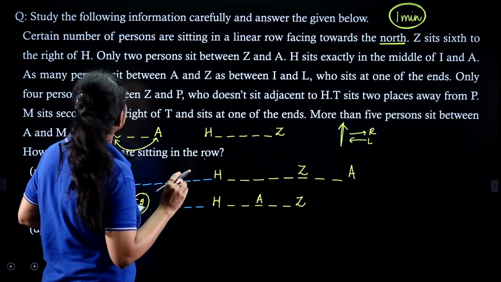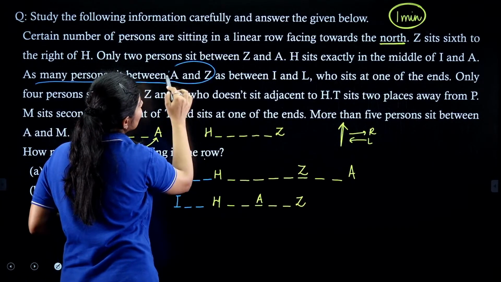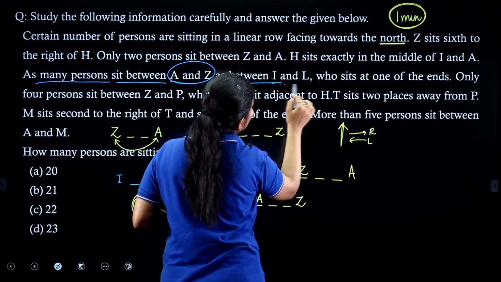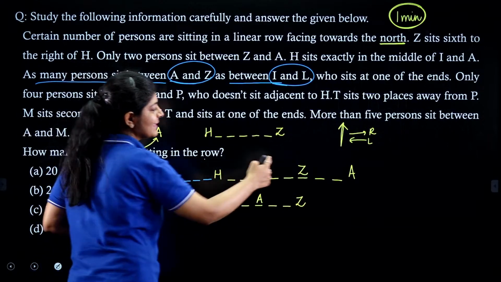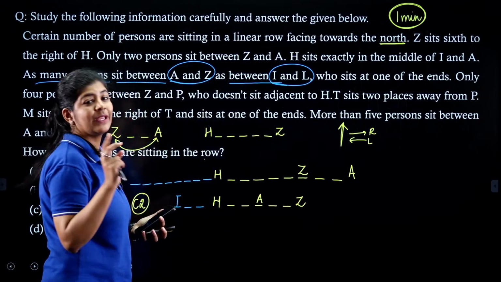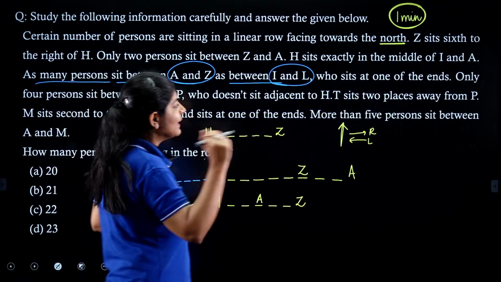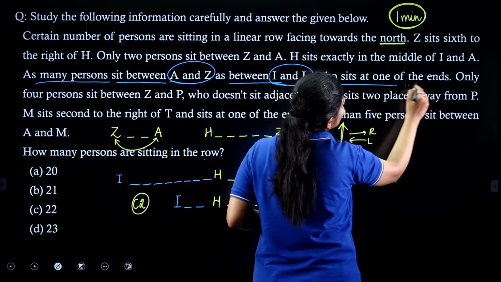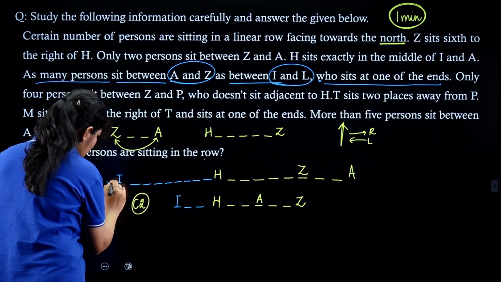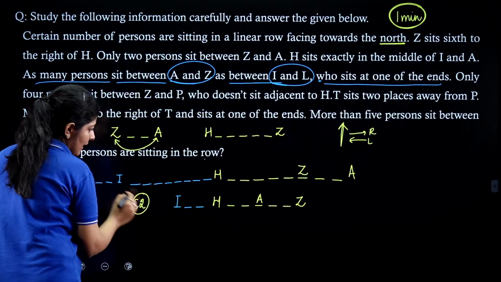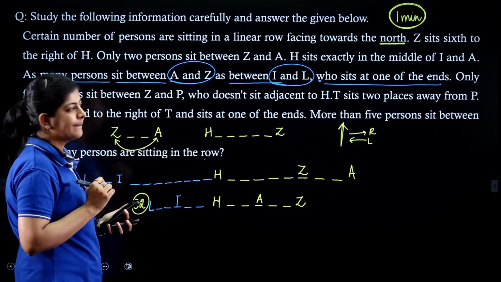Next. The next question says that as many persons sit between A and Z as between I and L. Okay, so here how many persons we are having in between Z and A? 2. That means in between I and L again we need to put 2 members, but it is also given that L sits at one of the ends. That means L is sitting at the corner. Okay, so 1, 2, L. Over here 1, 2, L. Right?